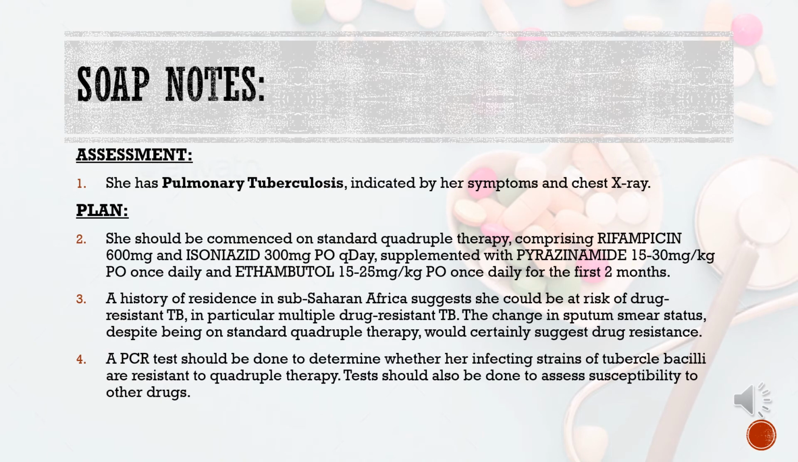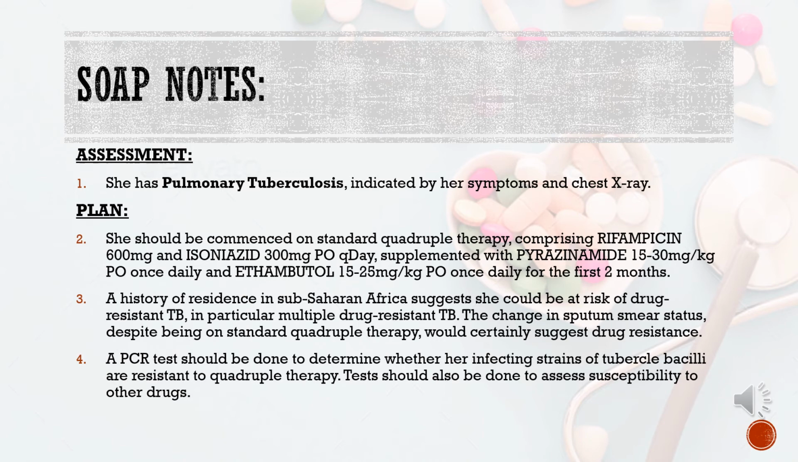The symptoms and the lab report suggest that the patient has pulmonary tuberculosis. So the plan for treating pulmonary tuberculosis is that we should start with quadruple therapy comprising rifampicin 600 mg, isoniazid 300 mg per oral once a day, supplemented with pyrazinamide 15 to 30 mg per kg and ethambutol 15 to 25 mg per kg once daily for the first 2 months.